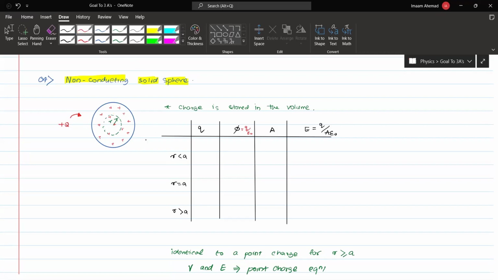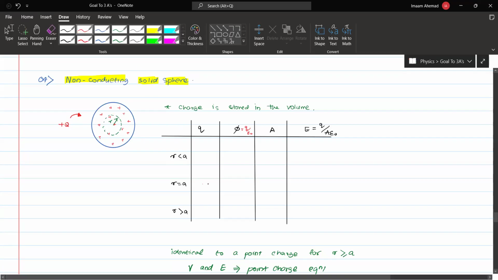So let's start from R is equal to A. How much charge is there at R is equal to A? If R is equal to A, what is the charge? Q, right? Charge is Q. Then the flux is Q over epsilon naught, area is 4 pi a squared, then E is equal to 1 over 4 pi epsilon naught Q over a squared.